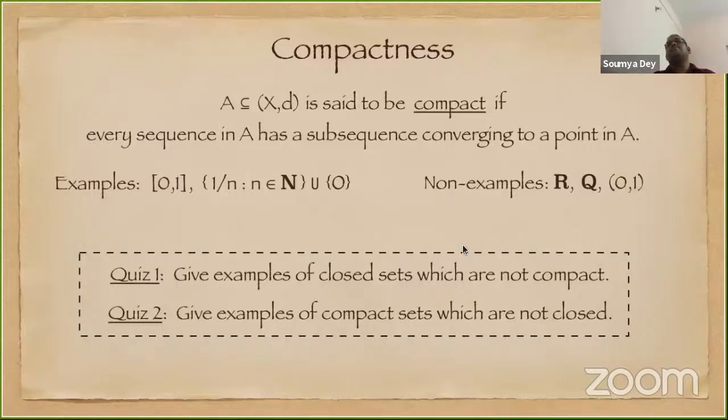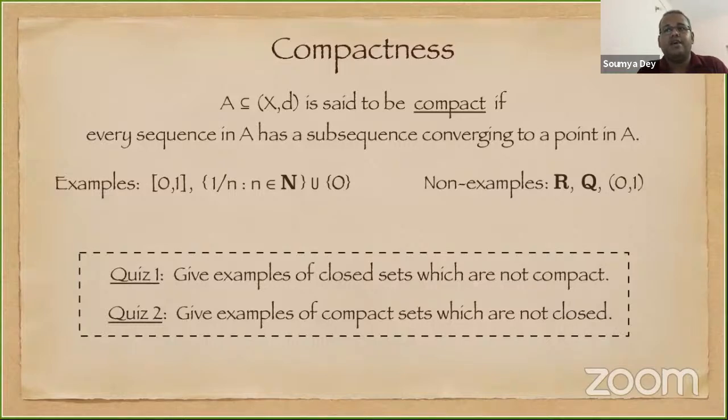So what are some examples of compact spaces? For example, you can again take the closed interval 0, 1. This is compact. You can take 1 by n and then union 0. This is also compact. What are some non-examples? You can take the whole of R, or say the rationals, or the 0, 1 open interval. All of these are not compact. Now, we have two questions here. First, give examples of closed sets which are not compact.